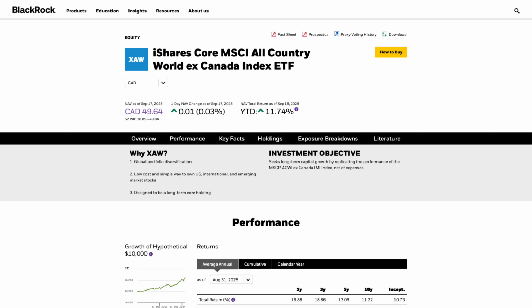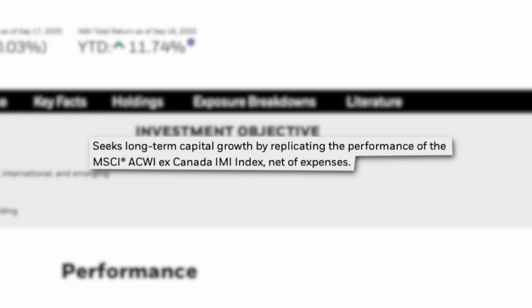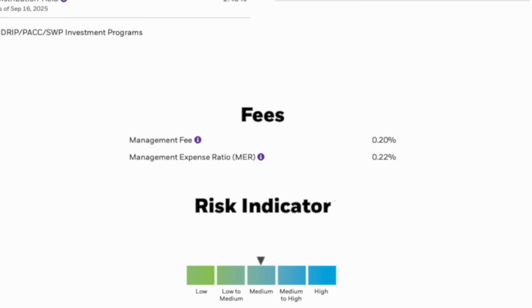Now, XAW actually tracks a different globally diversified index. It's the MSCI All Cap World Index, and it also excludes Canada altogether. So no Canadian stocks are held inside of this ETF. But again, XAW is still globally diversified, and it also has a fee of 0.22%.